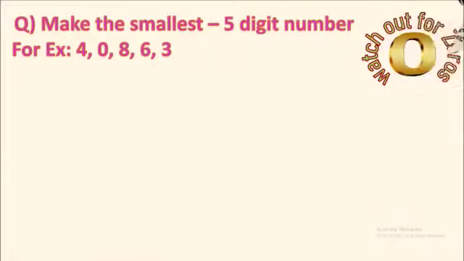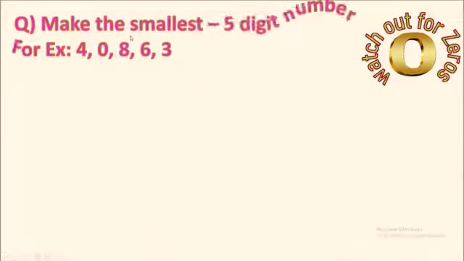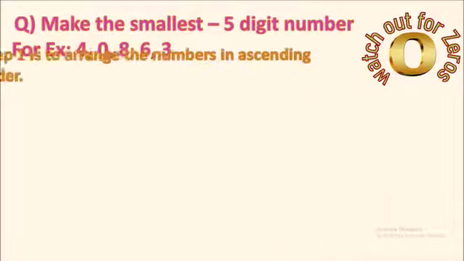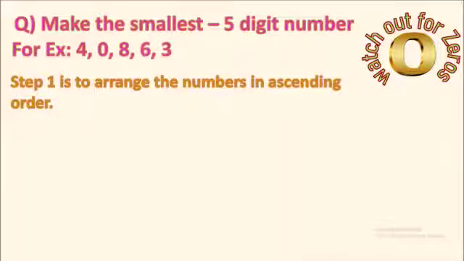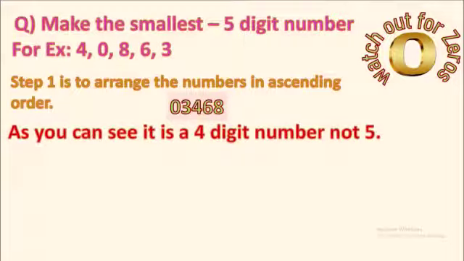Watch out for zeros, my children, while making the smallest number. Here we have the example. Make the smallest 5-digit number, and the digits given are 4, 0, 8, 6, 3. 5 digits are given and it's asking us to make a 5-digit number. Let's see the steps. The first step is to arrange it in the ascending order. So we get 03468. We can make out that it's a 4-digit number, not a 5-digit number, and it is asking us to make a 5-digit number.